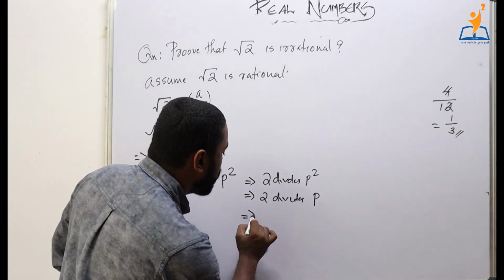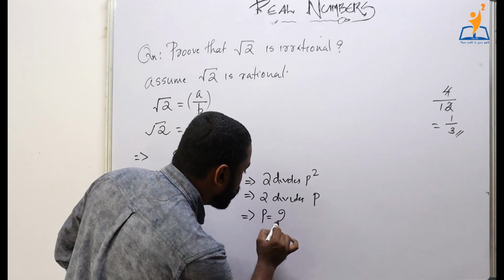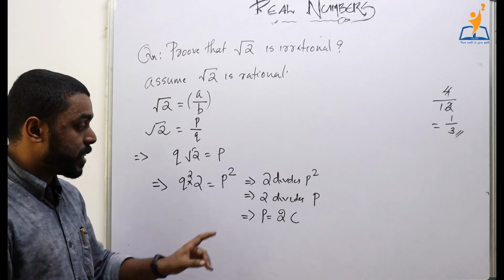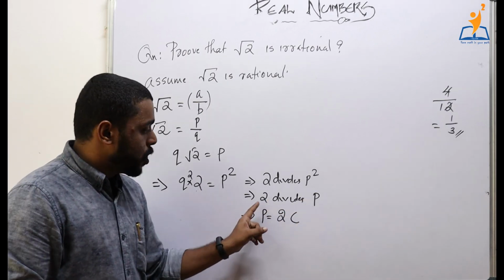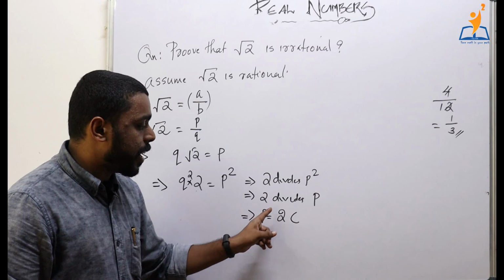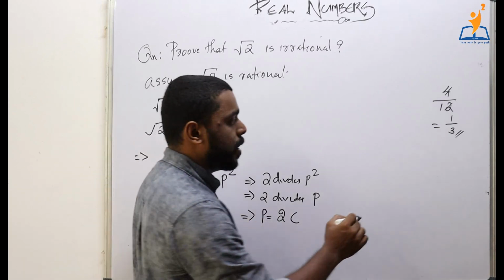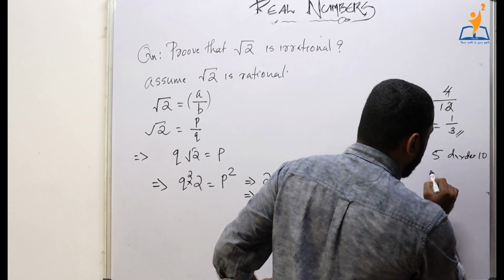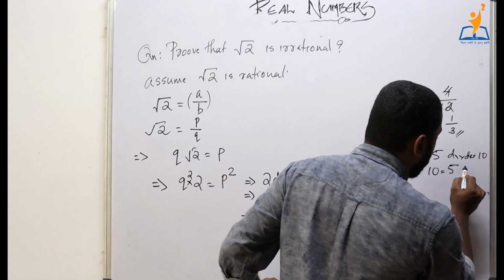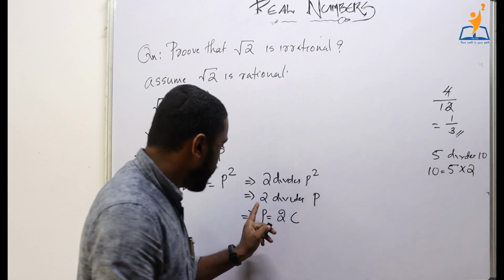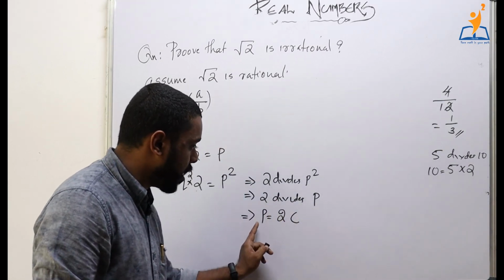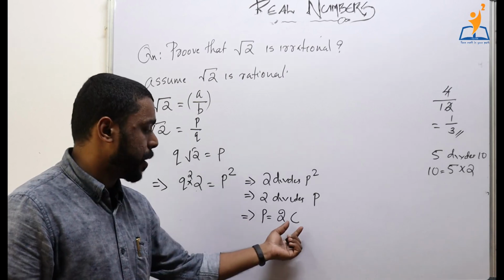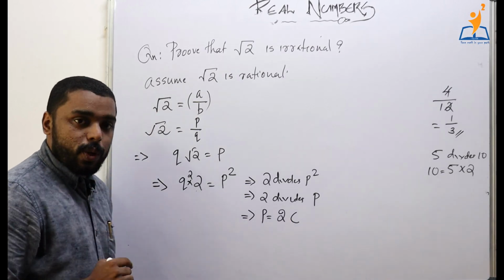Then we have p is equal to some 2c. Clear? Since 2 divides p, 2 will be a factor of p. Hence we can write p is equal to 2c. For example, 5 divides 10, so we can write 10 is equal to 5 into 2. Similarly, 2 divides p, so we can write p is equal to 2 into c, some c, whatever be any number. So p is equal to 2c.